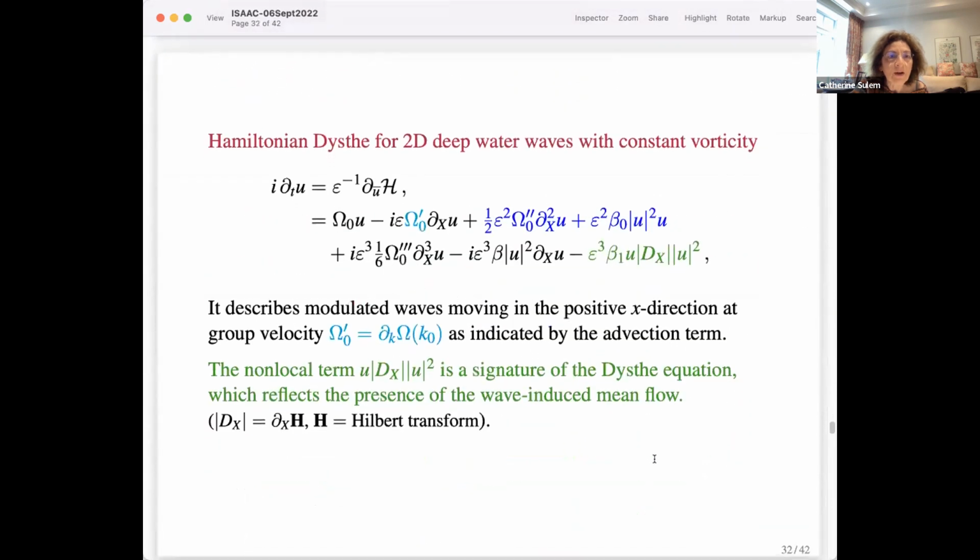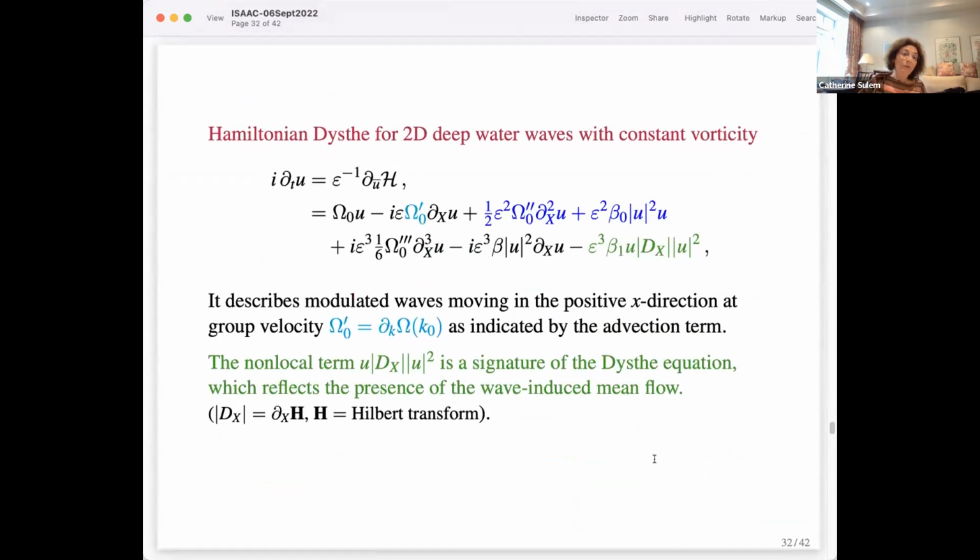Maybe I will go here. I will write. So the Hamiltonian Dysthe equation for two-dimensional deep water with constant vorticity has finally the following form.